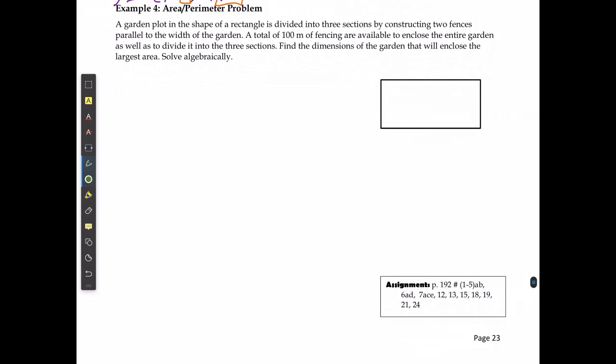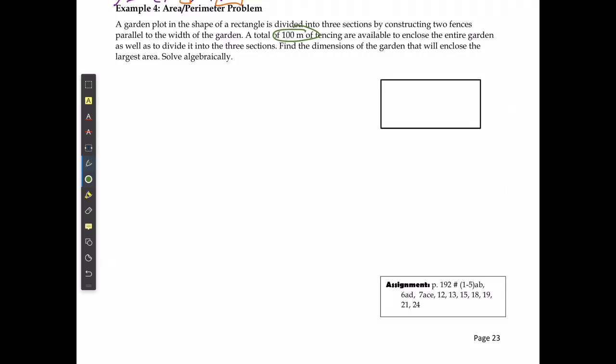The other very common form of these problems is what's called an area or perimeter problem. In this case, a garden plot in the shape of a rectangle is divided into 3 sections by constructing 2 fences parallel to the width of the garden. A total of 100 meters of fencing is available to enclose the entire garden as well as to divide it into its 3 sections. Find the dimensions of the garden that will enclose the largest area possible.